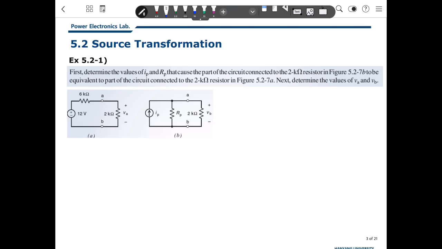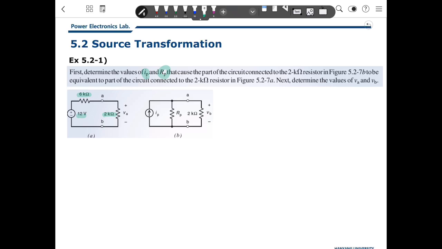Okay, I will do that with the example. Example 5-1: we have to determine the current IP and resistor RP here to make the source transformation. At first, we need to check what kind of circuit we have. This is a 12 volt voltage source with a series connected resistor of 6 kilo ohm, and the target circuit is 2 kilo ohm.